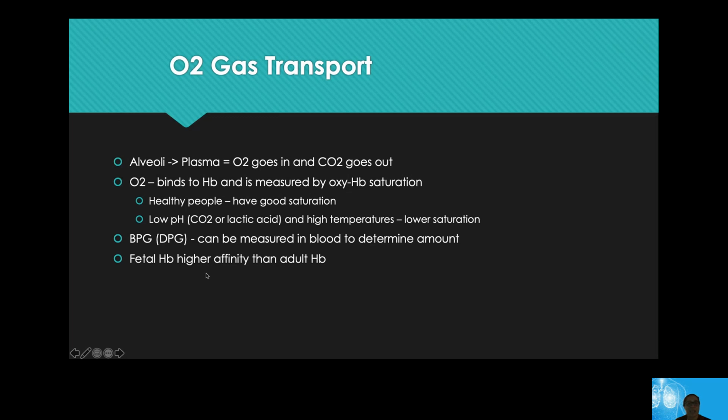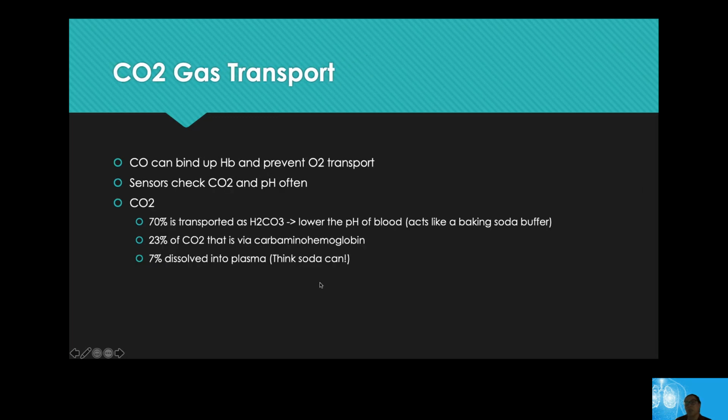Okay, now oxygen is a gas that's transported, but another gas that's transported is CO2. And as it turns out, carbon monoxide, CO, itself can also take up the place of oxygen in your hemoglobin. And so we want to avoid carbon monoxide because it's a pretty dangerous one. In fact, a person can get carbon monoxide poisoning. Now, what we know about CO2 is that the body senses CO2 levels and it checks the pH and the CO2 of your blood often. And that's in fact why we have to look at control of respiration. But CO2 itself is transported in 3 different ways.